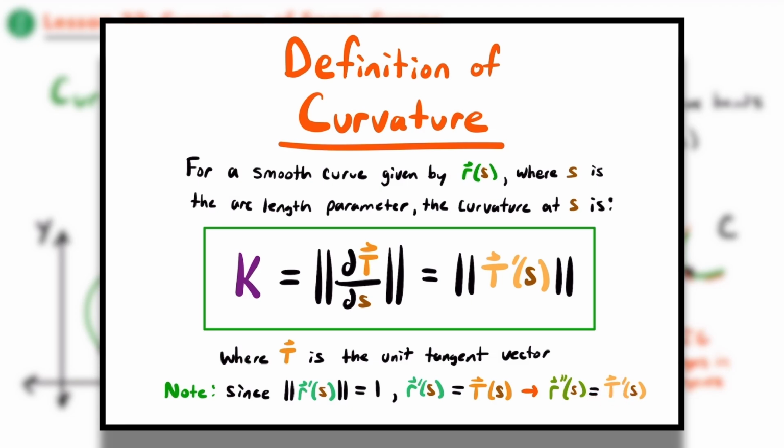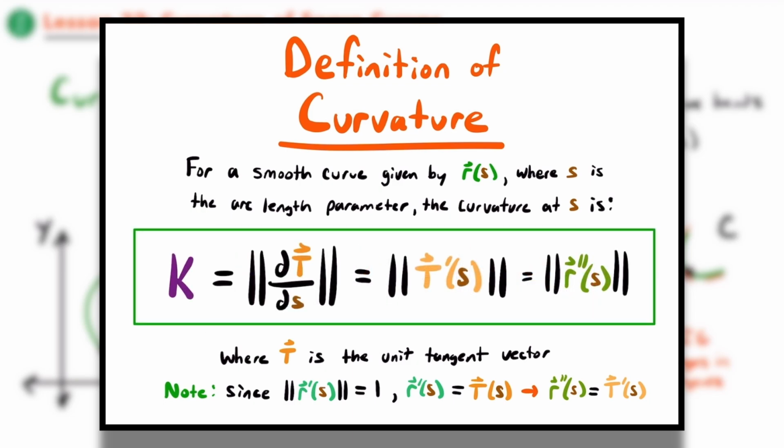So there's actually another way that we could write out this definition of curvature. You could say that the curvature k is also equal to the magnitude of r double prime of s, the second derivative of the vector function with respect to the arc length parameter. Okay, so if you need a refresher on the arc length parameter and why this is true, feel free to go back to that lesson where I show you why this is the case. But we can use that fact to rewrite the definition of curvature a slightly different way, okay?